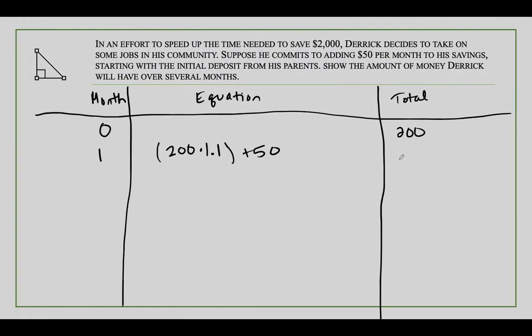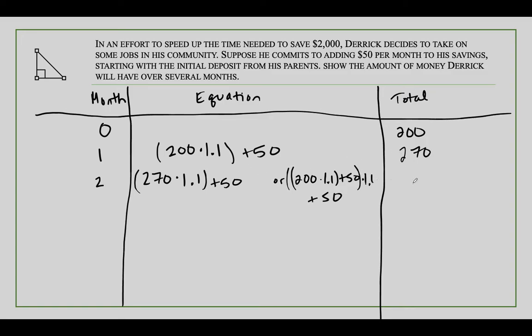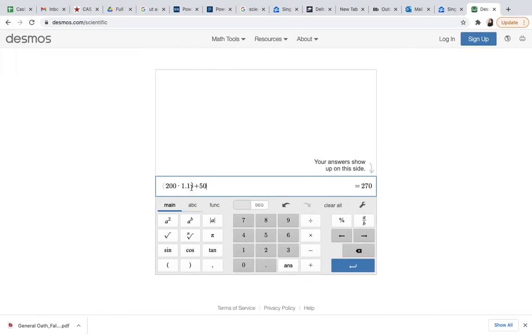Okay, we're at 270 after 2 months. There are 2 ways you could do this. I could say either 270 times 1.1 plus 50, or instead of writing 270, you could write 200 times 1.1 plus 50, times 1.1 plus 50. That's the long-winded version. Essentially, that's going to give us 347. I'm just going to replace this with 270, 347.